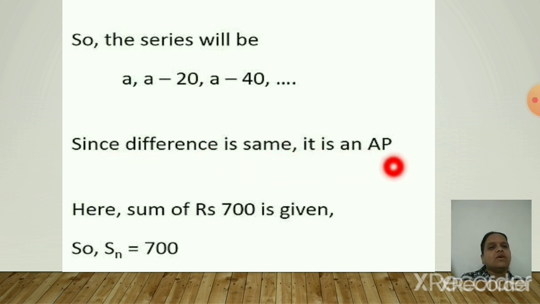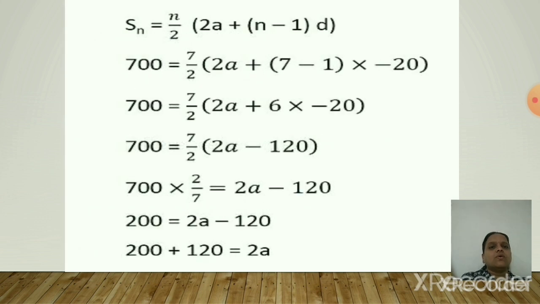Always remember, in word problems, you have to show that the given sequence is an AP, and then only you can continue. So this step is very, very important. Now, here the sum of rupees 700 is given, so Sn is 700. So now let us start with the solution. Sn equals n by 2 into the bracket 2a plus n minus 1 into d. Sn value is 700. It is distributed among 7 students, so your n value is 7.